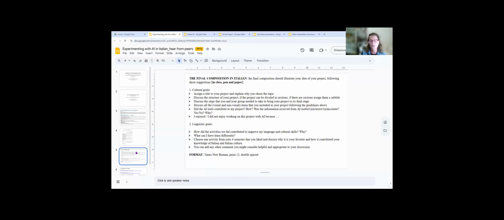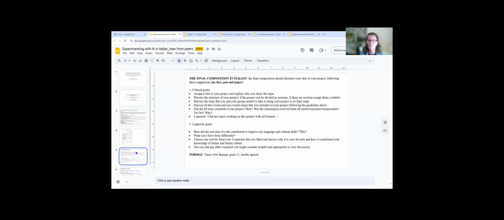The composition will be in Italian, in pen and paper, because I need to be 100% sure that it's their production. And they have to assign a title to their project and explain why they chose the topic, discuss the structure of the project, discuss the steps that all the group needed to take to bring the project to a final stage, and discuss also how they used the artificial intelligence tools that they used, of course, to create the project.